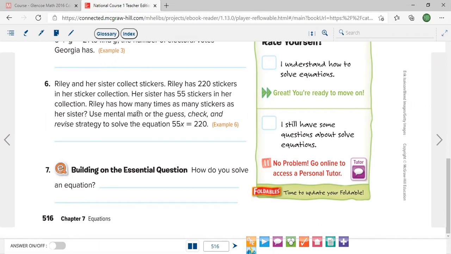So use mental math or guess, check and revise strategy to solve the equation 55x equals 220. This is the equation we need to solve. 55x equals 220. We know that 55, if multiplied by 4, will give you 220. So really x equals 4.